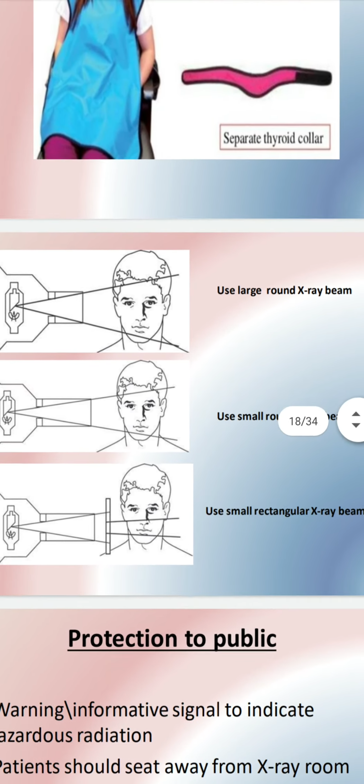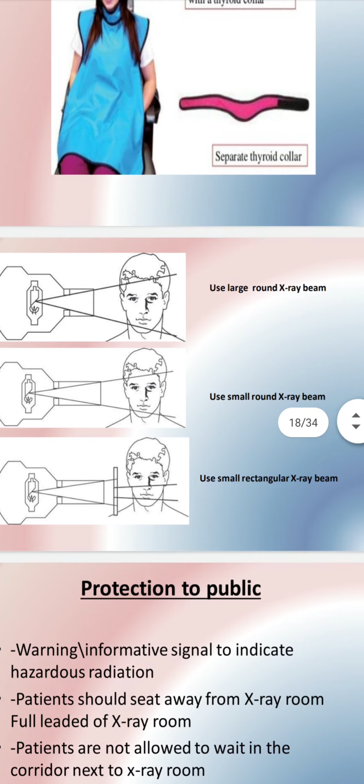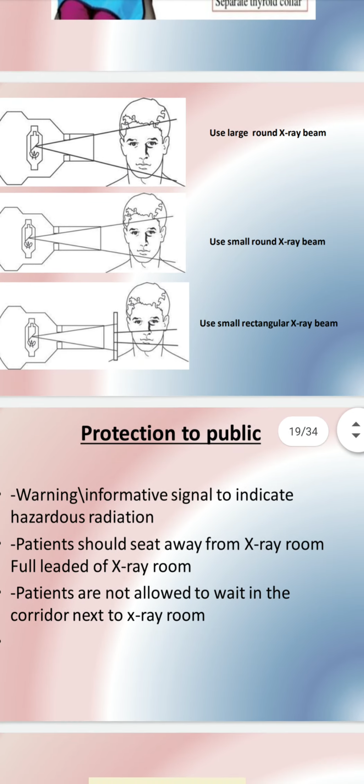This diagram shows different sizes of X-ray beam. The first one shows a large round X-ray beam and a large exposed area. The middle one shows a small round X-ray beam used with a large exposed area also. The third one shows a small rectangular X-ray beam with a small exposed area.